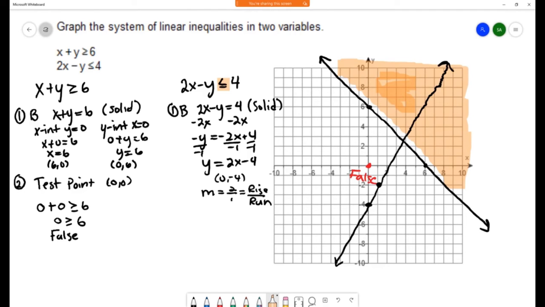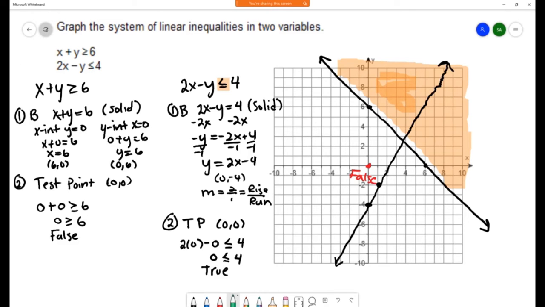So this line divides up the coordinate plane into 2 sides. We need to figure out which side is the true side. So I'll choose my test point again. Let's choose 0, 0 as the test point, and we'll substitute it into our inequality. That's 2 times 0 minus 0 is less than or equal to 4, and that simplifies to 0 is less than or equal to 4, which is a true statement.